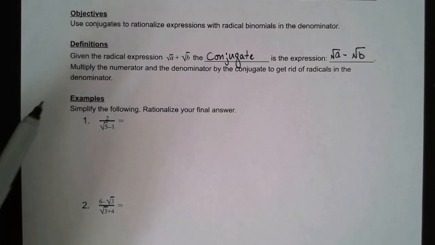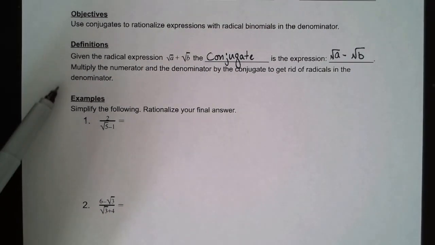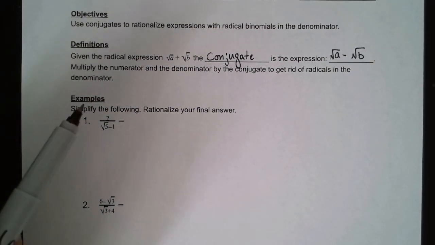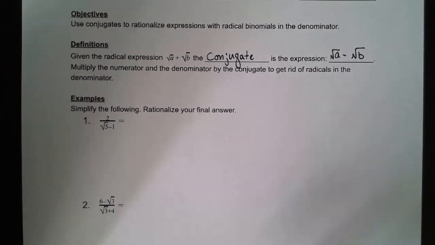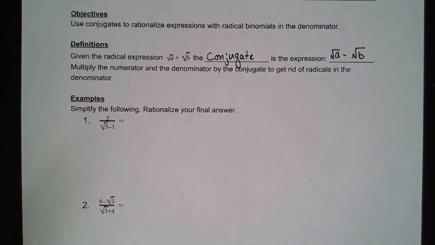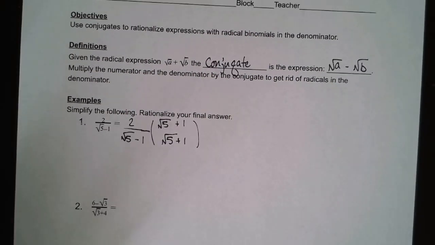So up here it says multiply the numerator and the denominator by the conjugate to get rid of the radicals in the denominator. So we have this square root of 5 minus 1 here. To get rid of that, we need to multiply the top and the bottom by the conjugate of that, which is the square root of 5 plus 1. So I'm going to do that off to the side over here. So this is what that should look like.